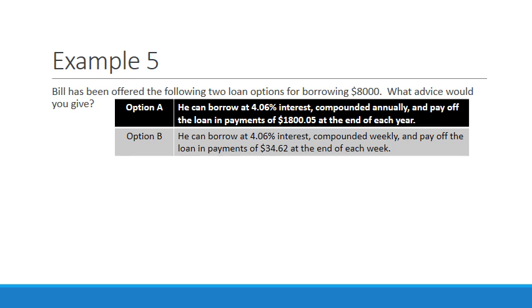So option A. Option A says he can borrow at 4.06% interest compounded annually and pay off the loan in payments of $1,800.05 at the end of each year. So right here, you guys, it says payments, meaning more than one payment. So that means it's going to be regular payments. So that's kind of nice for us because that's a little bit quicker.